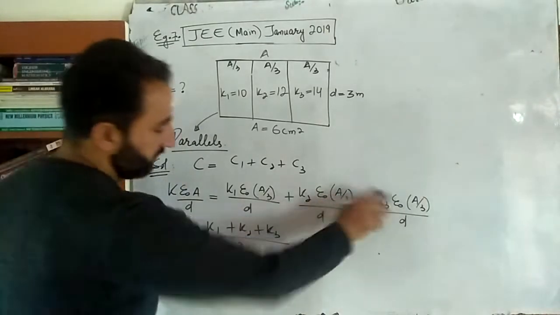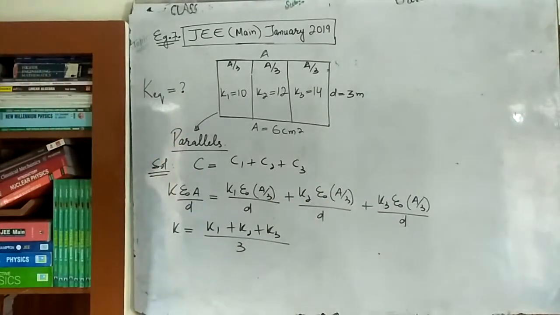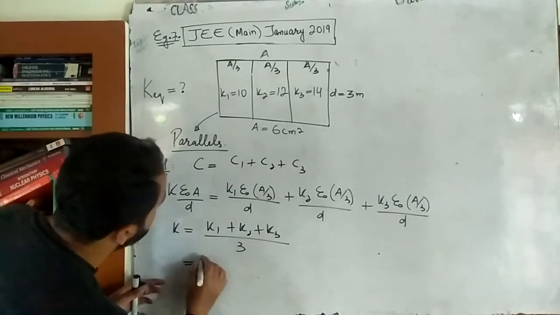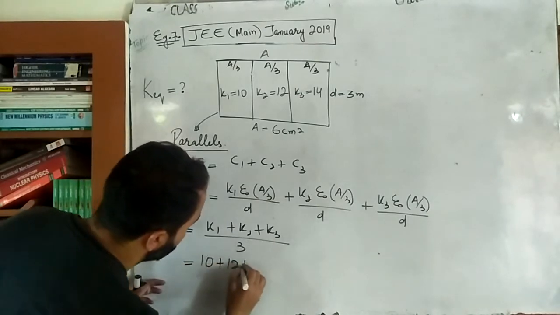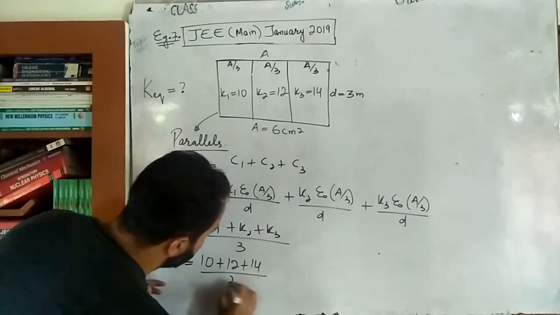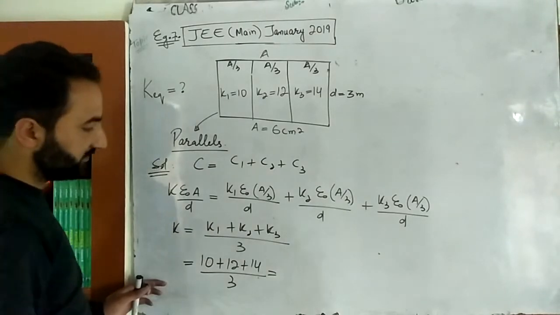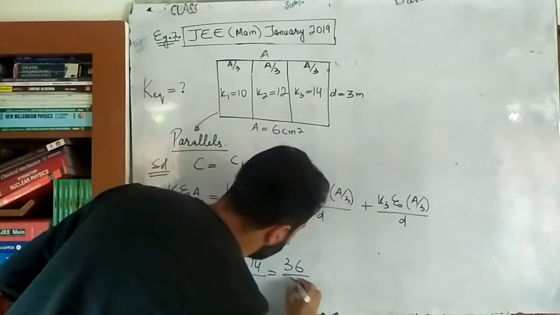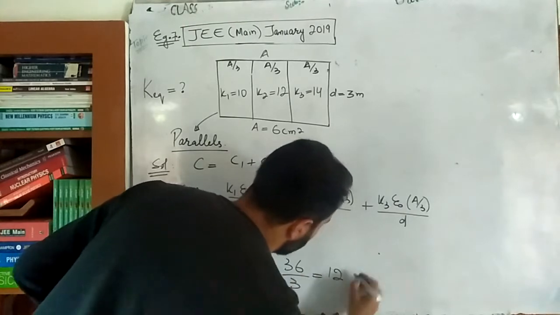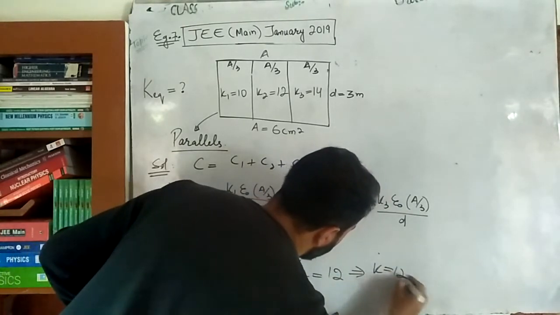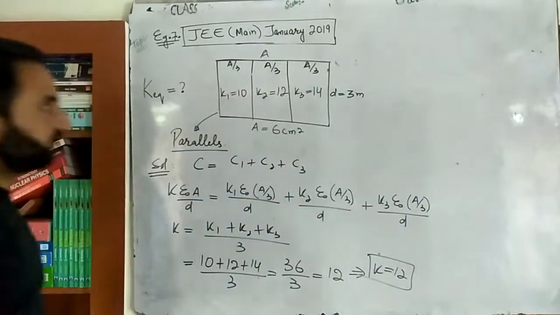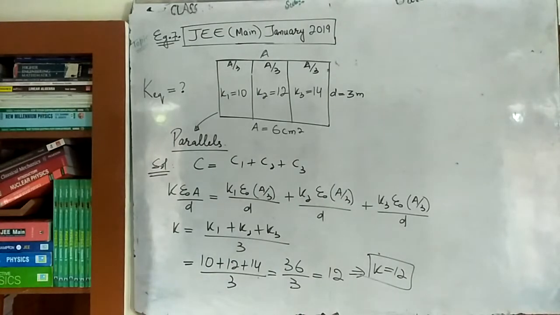Okay, K1 plus K2 plus K3 divided by 3. Now substitute the values. K is how much? 10 plus 12 plus 14 divided by 3, that's equal to 14 plus 12 is 26, 26 plus 10 is 36, so it is 36 divided by 3, that's equal to 12. So this implies that K is equal to 12. This is the correct answer. Okay, easy problem. Pause screen, write it down.